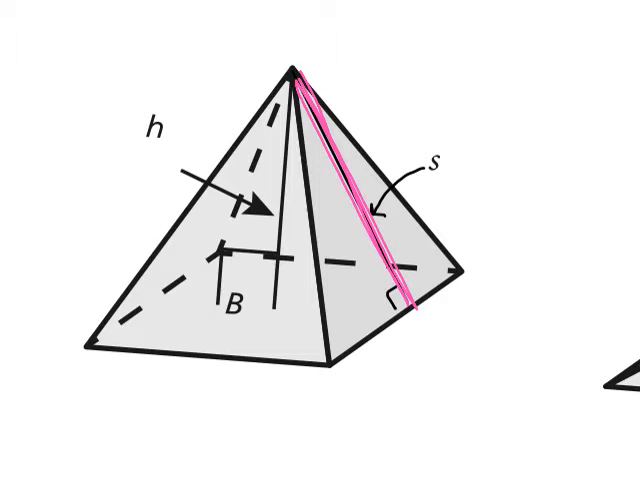All right, something that the slant height cannot be is an edge right here. Okay, so the slant height cannot be on an edge. It has to be on the face of the shape. Okay, that's super important. Cannot be on the edge, can only be on the face. And it does form a 90-degree angle as shown.